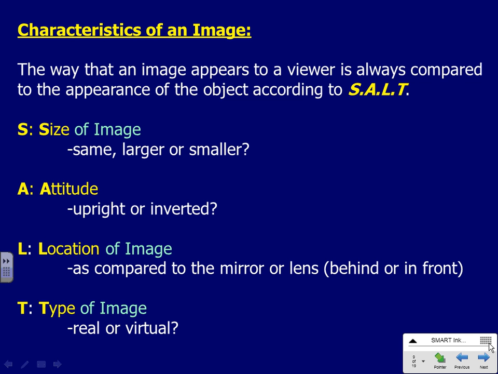Real images are different. Real images, the light actually comes from that location in space. It can be projected onto a screen. Right now, you're looking at an image that is created by this projector's lens, and it actually can be projected on this screen. So this image you're looking at is a real image created by these lenses. You can't just do that with a mirror.